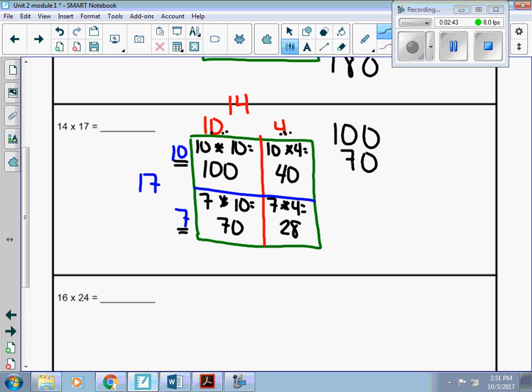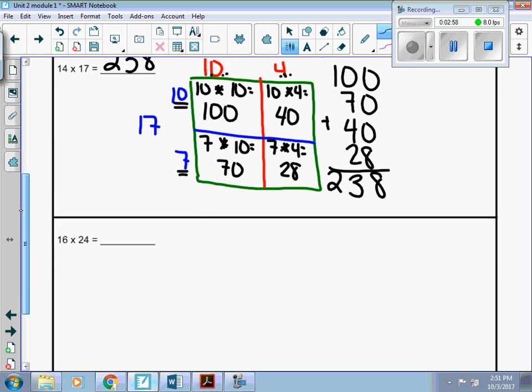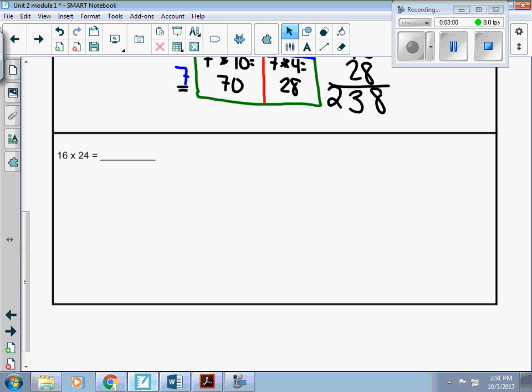So I'm going to add up 100 plus 70 plus 40 plus 28. And I end up with 238. So 14 times 17 is 238. Let's look at the next one.